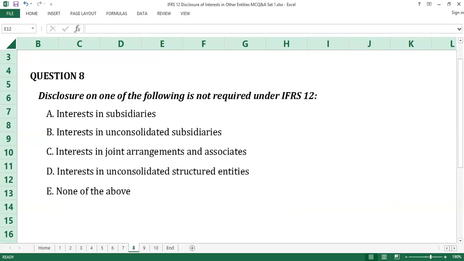Question number 8. Disclosure on one of the following is not required under IFRS 12. A, interest in subsidiaries. B, interest in unconsolidated subsidiaries. C, interest in joint arrangements and associates. D, interest in unconsolidated structured entities. E, none of the above. Time counts.